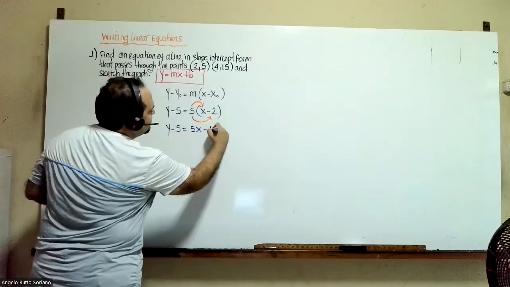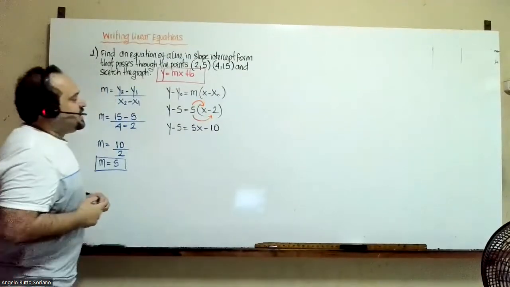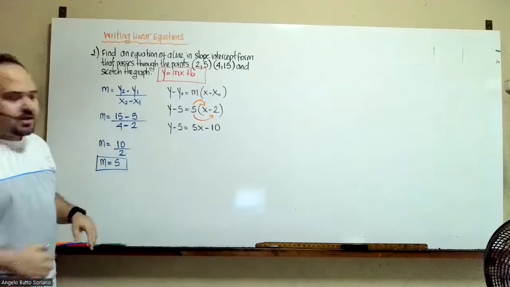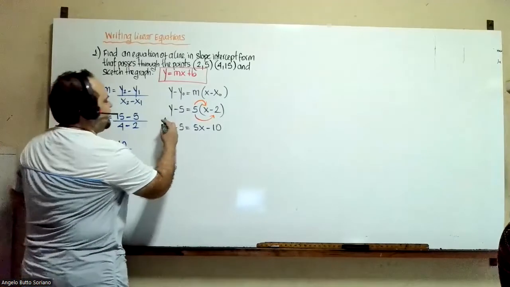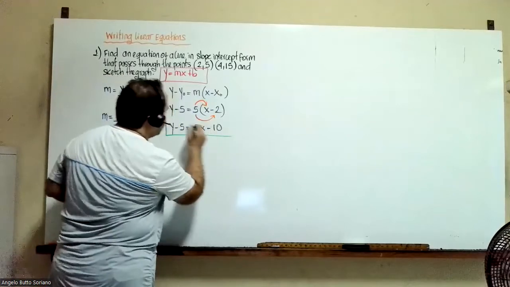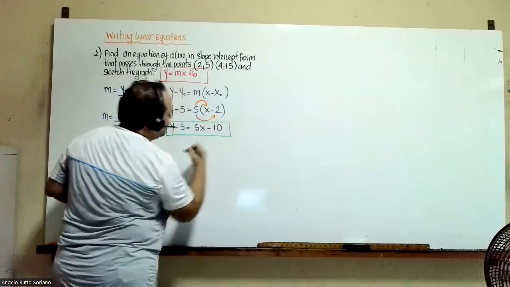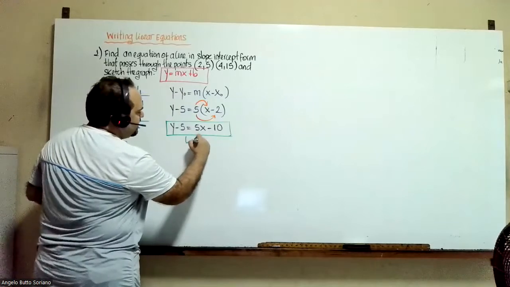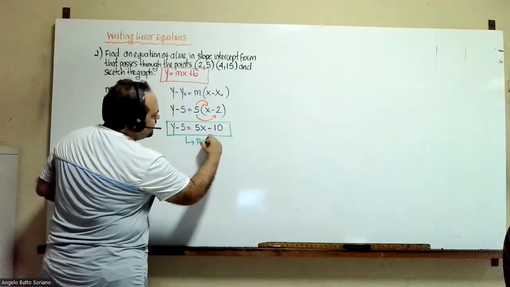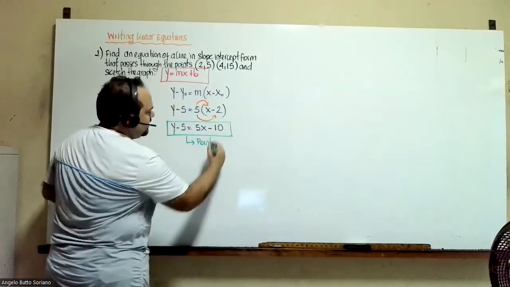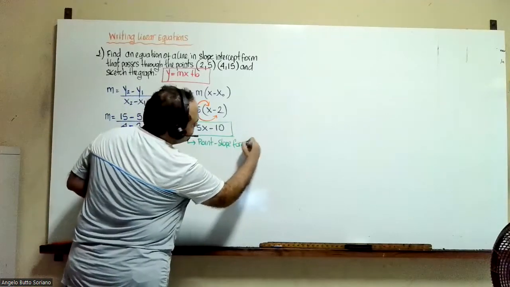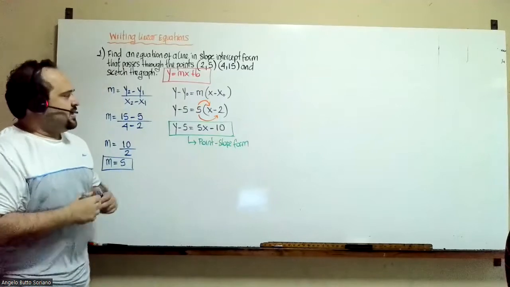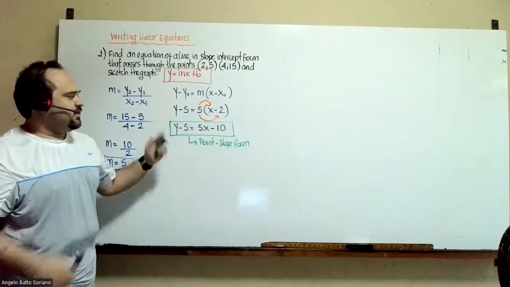5x minus 10. If we leave the equation at this point, what does that mean? The meaning of this equation at this point is a linear equation written in the point slope form.